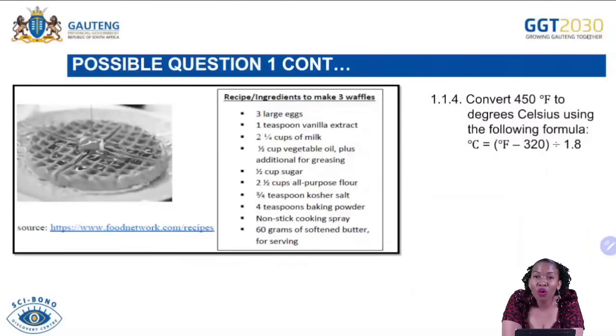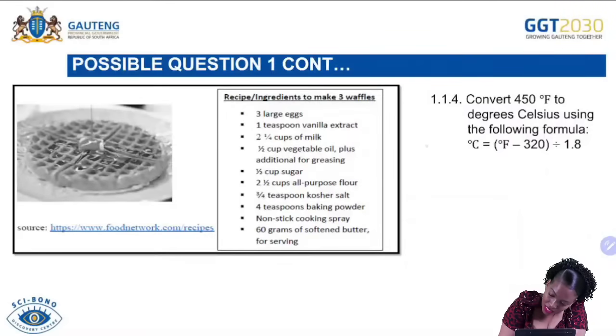1.1.4, we must convert 450 degrees Fahrenheit to degrees Celsius using the following formula. This question, guys, will be in the exam on Monday. In this case, we must convert to degrees Celsius. Sometimes they can give you the degrees Celsius and want you to calculate the degrees Fahrenheit. But whichever one they want you to calculate, the formula will always be provided. You don't have to memorize the formula. It will always be given to you.